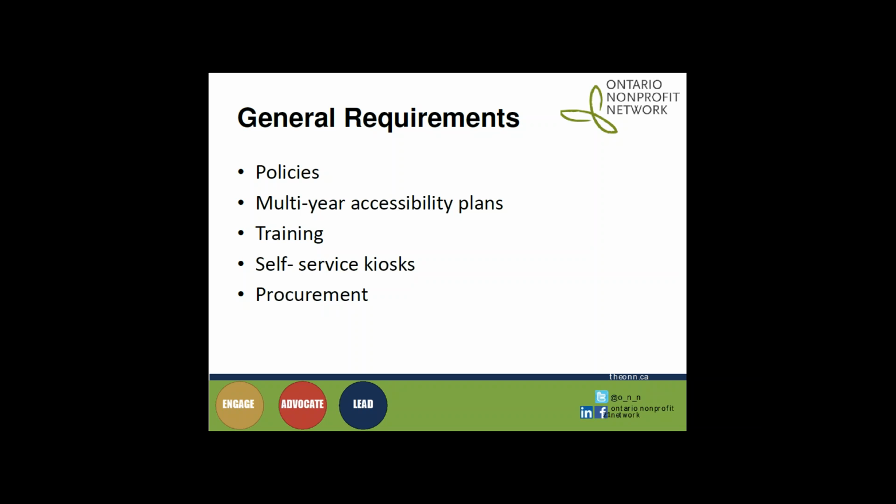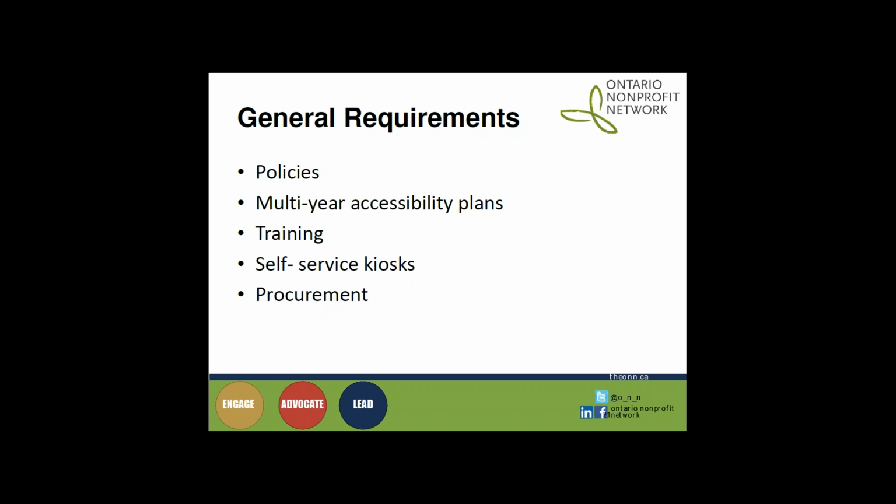Another obligation that everyone has is to train your employees and volunteers about the IASR, so about those standards, as well as about the Ontario Human Rights Code as it relates to people with disabilities. Training has to be provided to anyone who also participates in developing your organization's policies, so that might be your board members, and anyone who provides goods or services or facilities on your organization's behalf. Sometimes you might have a contractor or you might subcontract to an organization to deliver some services. They would need to receive training on the AODA in general.